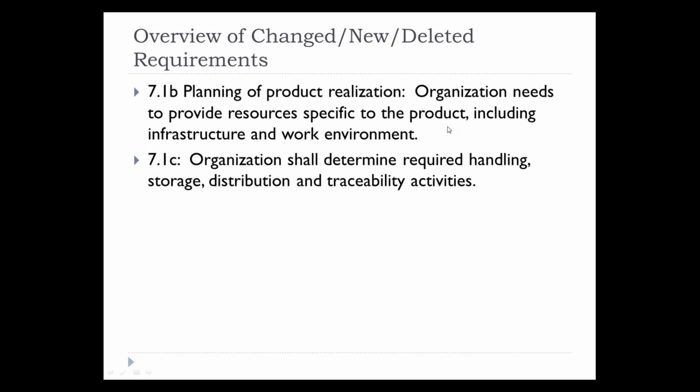Moving into Section 7.1b, Planning of Product Realization. The organization needs to provide resources specific to the product, including infrastructure and work environment. So in the planning of the realization process, the organization needs to make sure that they've got the infrastructure and work environment capable. The organization in the planning stages also needs to determine the required handling, storage, distribution, and traceability activities.